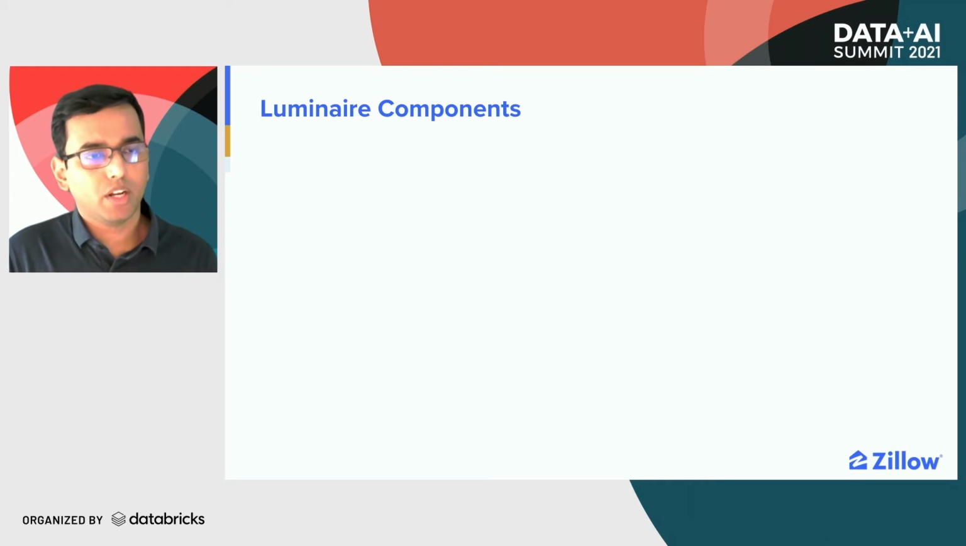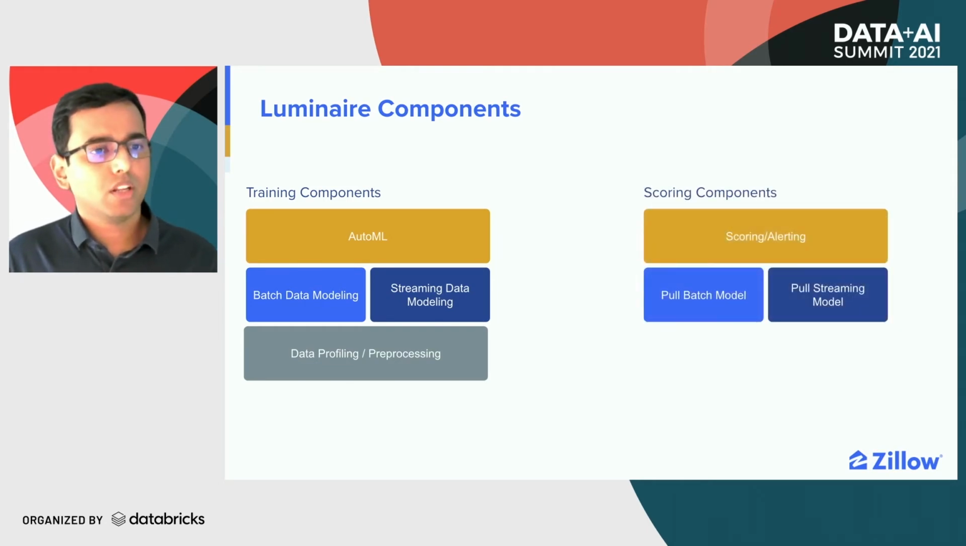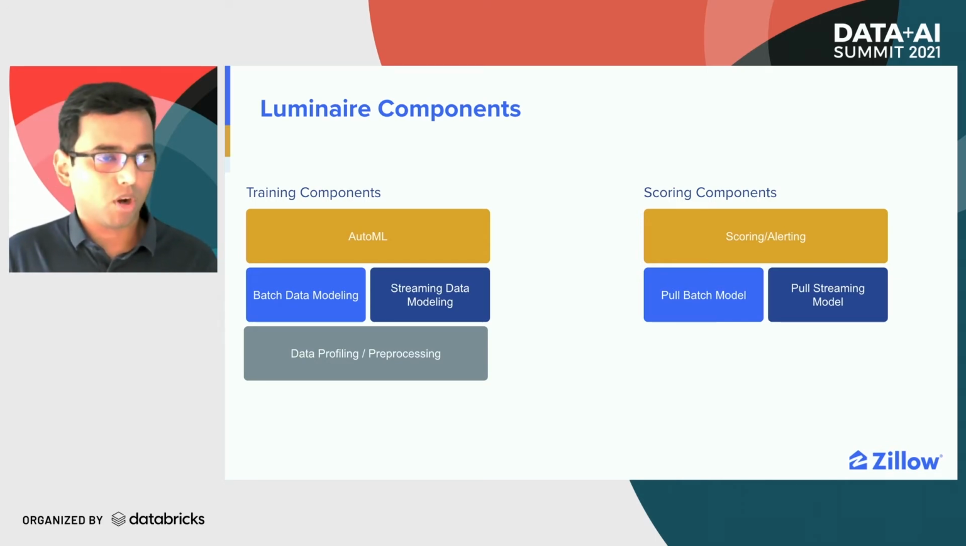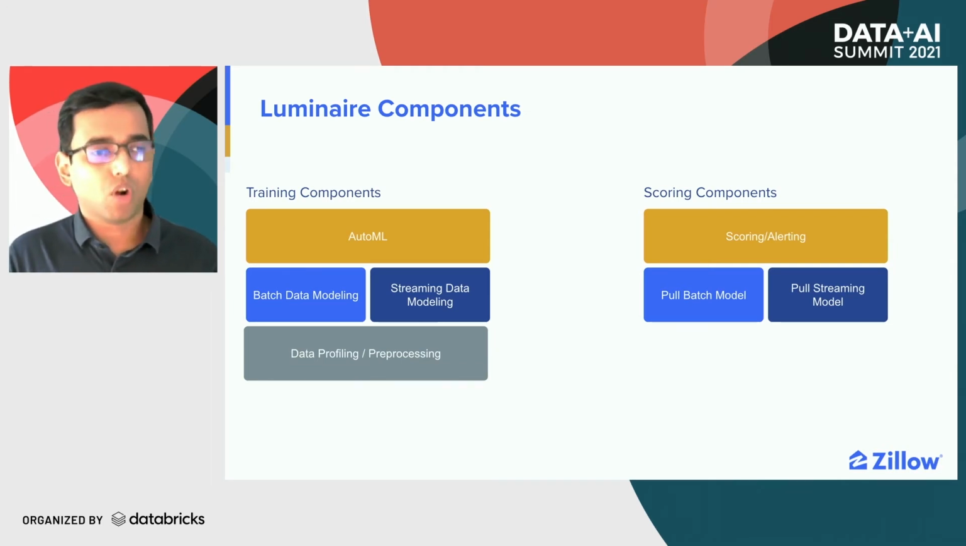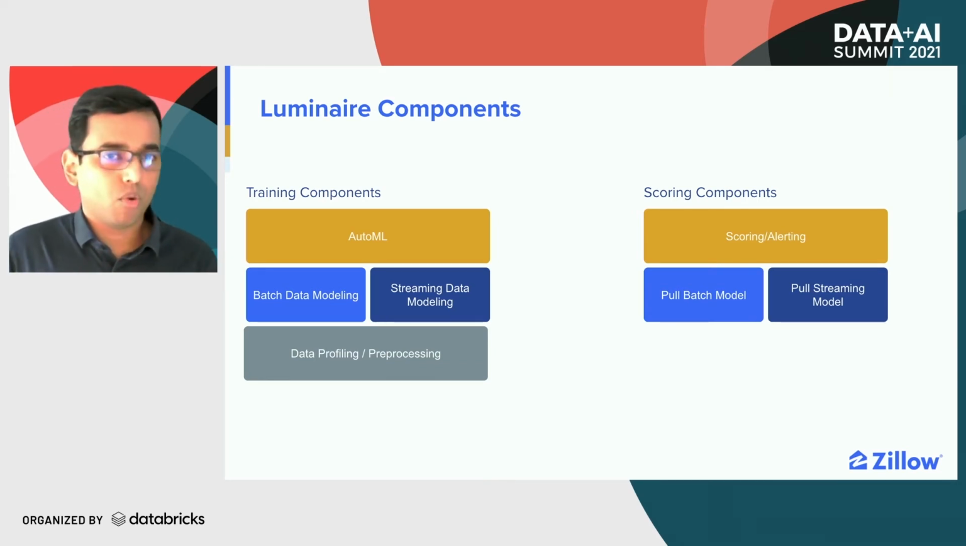Let's get a high-level understanding of the Luminaire components. At a high level, Luminaire has two main components: the training component and the scoring component. The training component consists of different subcomponents that can be called layers. At the very bottom, we have the data profiling or pre-processing layer, followed by the modeling layer that can be called for both batch and streaming use cases. Finally, we have the AutoML layer that optimizes the configuration of the bottom two layers. Then we have the scoring component that pulls the right model based on the correct identifier for a given time series and scores a given time point or a time window.